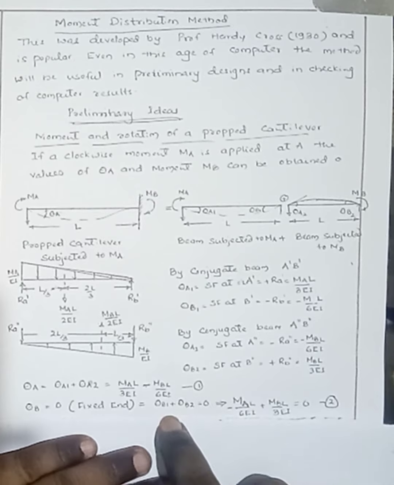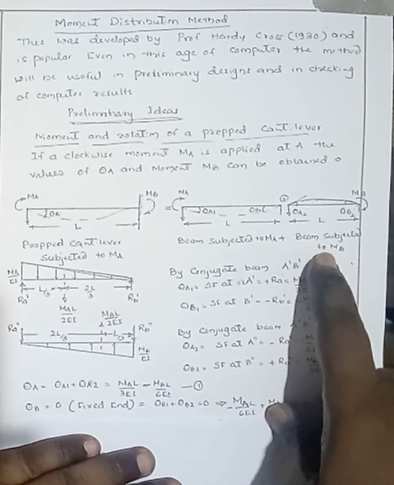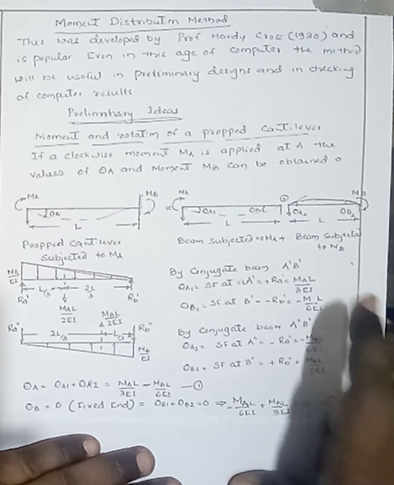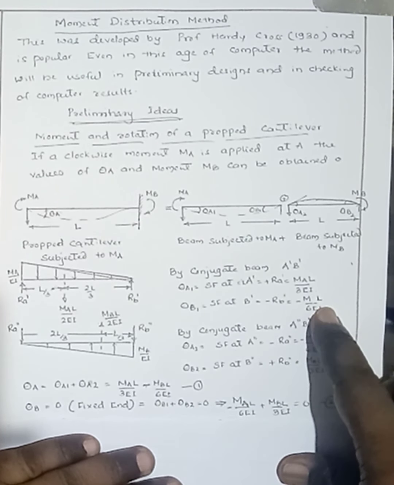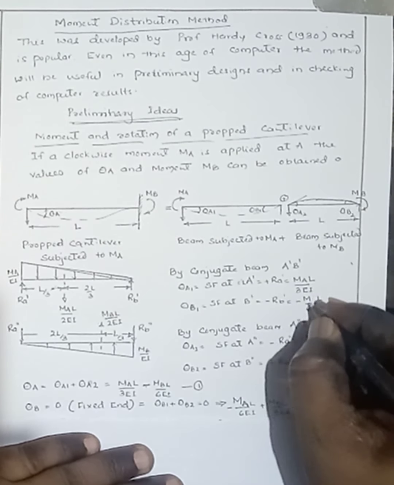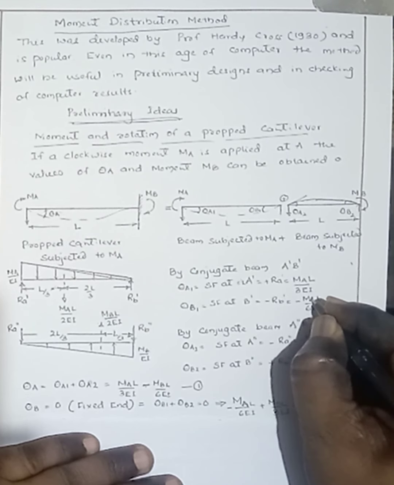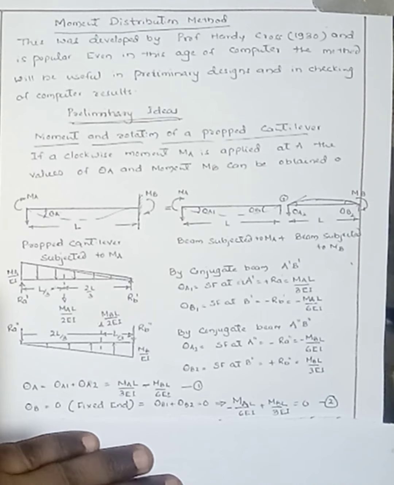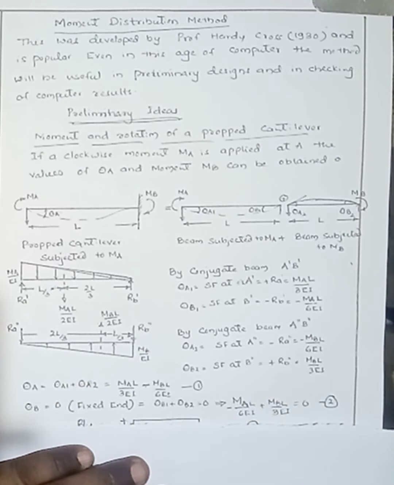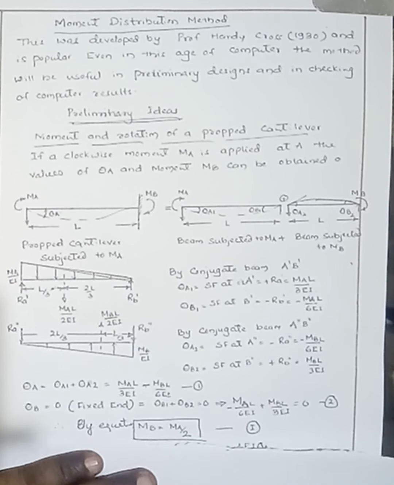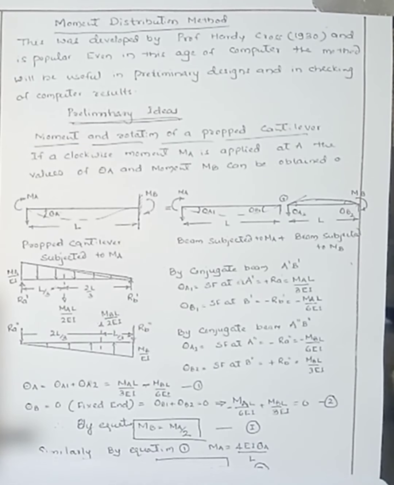Therefore, by adding these two, one is anti-clockwise, so it is negative, that is theta B1 is minus MAL by 6EI, plus theta B2, that is MBL by 3EI. By using these two equations, by equation 2, we will get MB equals MA by 2.